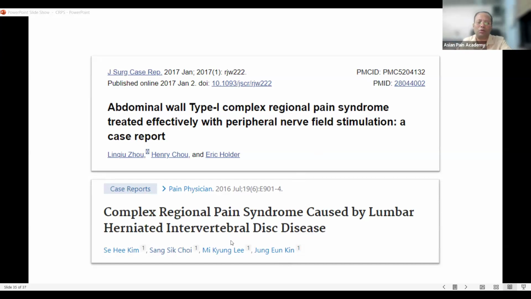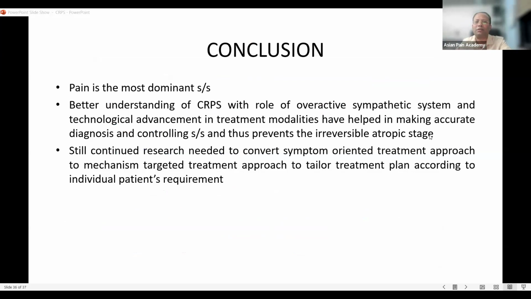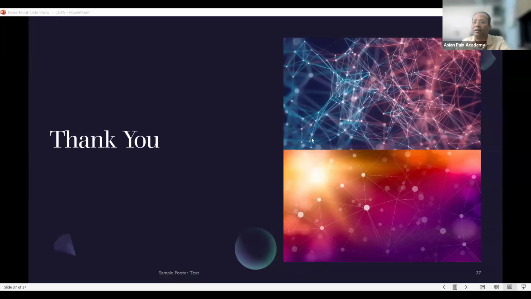If it is lower limb, you will go for lumbar sympathetic block, and for upper limb, stellate ganglion block. Maximum you can go to T1, T2, T3 sympathetic block. So that is the treatment. But these are not that common. Okay, so the conclusion is: treat early so that the patient doesn't develop an irreversible stage. Any question here?